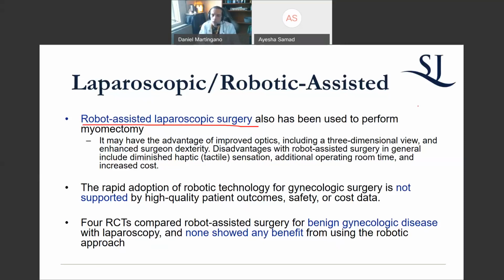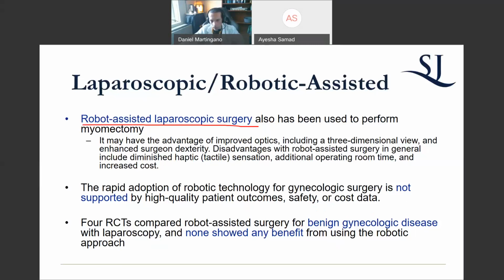Because our center was a minimally invasive center, there were a bunch of minimally invasive and robotic surgeries we had to participate in. And it definitely has its advantages, at least anecdotally, in terms of things like optics, visualization, and surgeon dexterity. But when it comes down to it, it doesn't really have any sort of benefit in benign disease as opposed to traditional laparoscopy. And in cases of myomectomy, if you could perform it laparoscopically, great. That's really the bottom line.